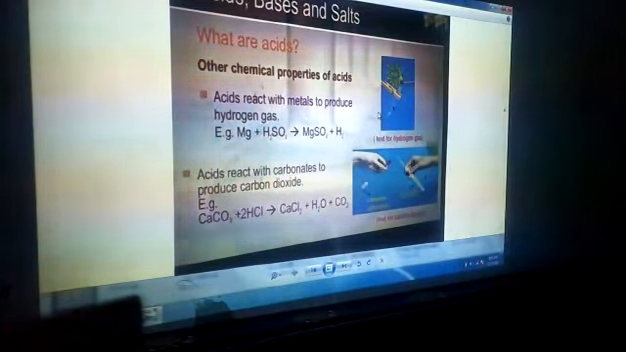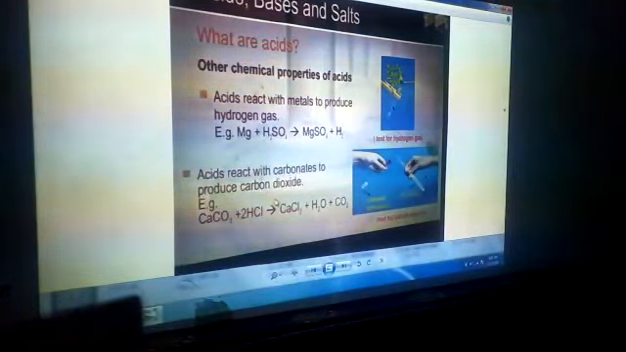When we take a matchstick near the mouth of this test tube, we will hear a popping sound, the popping sound of hydrogen. See with an example, with the activity, acid reacts with metal to produce hydrogen gas. This is magnesium. This magnesium reacts with the acid H2SO4. It produces magnesium sulfate and evolves hydrogen gas. This hydrogen gas is flammable and produces a popping sound.